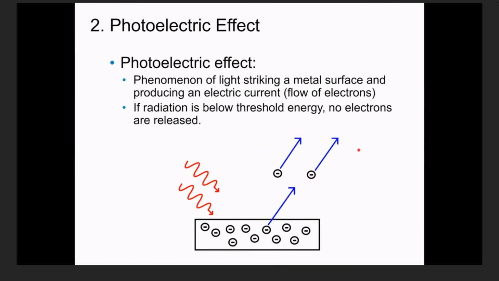So it was first thought that if you just kept adding light, even if it wasn't high enough energy, that it would absorb it and eventually you could get something to eject. But it turns out that no matter how long you shine that low energy at it, it's never going to get enough to eject the electrons.